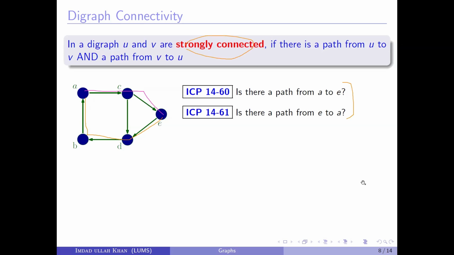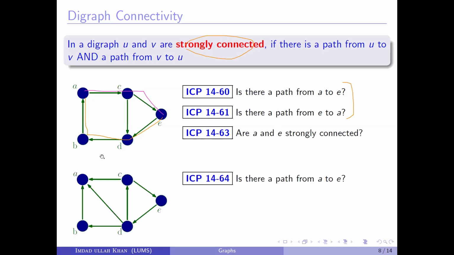And that is the next ICP. Are these two vertices strongly connected? The answer is yes, because they fulfill both of the conditions of the previous two ICPs. Look at the next graph. Is there a path from A to E?